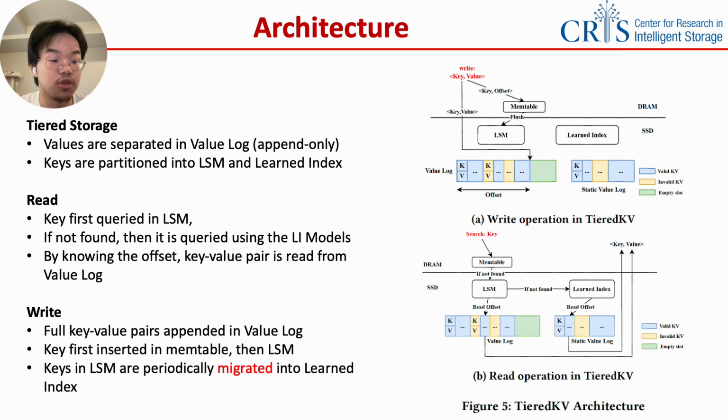And for a write request, we first put the full key-value pair into the value log in append-only mode. Then we insert the key and offset pair into the memtable, and then flush them into the LSM in the typical LSM manner. Because with time going on, the number of keys in the LSM becomes larger and larger, we also need some mechanism to periodically migrate the keys from the LSM to the learned index.